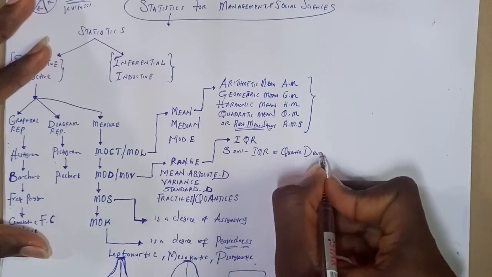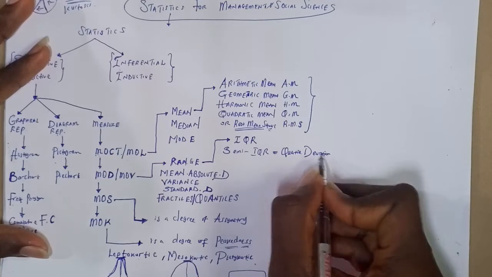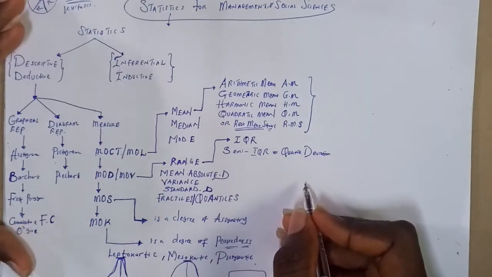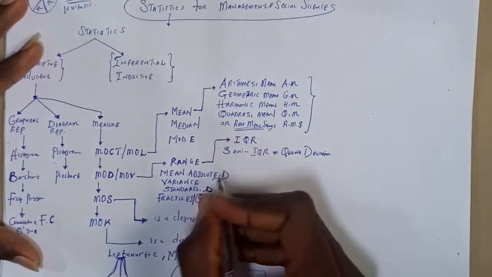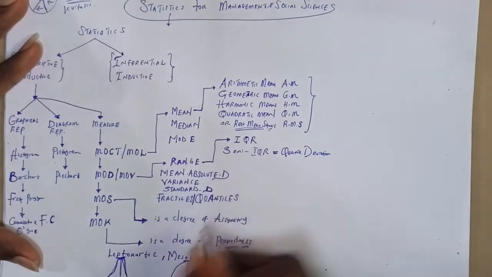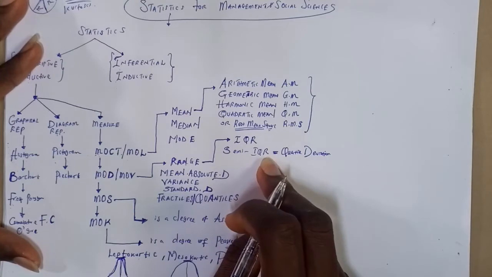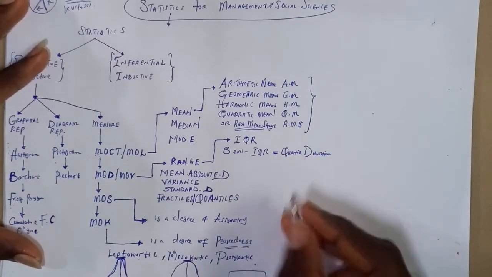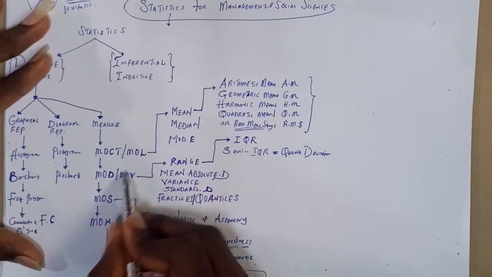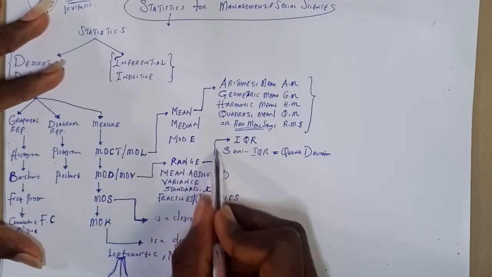I'm trying to give you the summary of whatever I want to do, so that by the time we start solving questions, you will know where the main source is coming from, where the main solution is coming from. You know the real source, where it's actually coming from. Now, the semi-interquartile range is also known as quartile deviation.